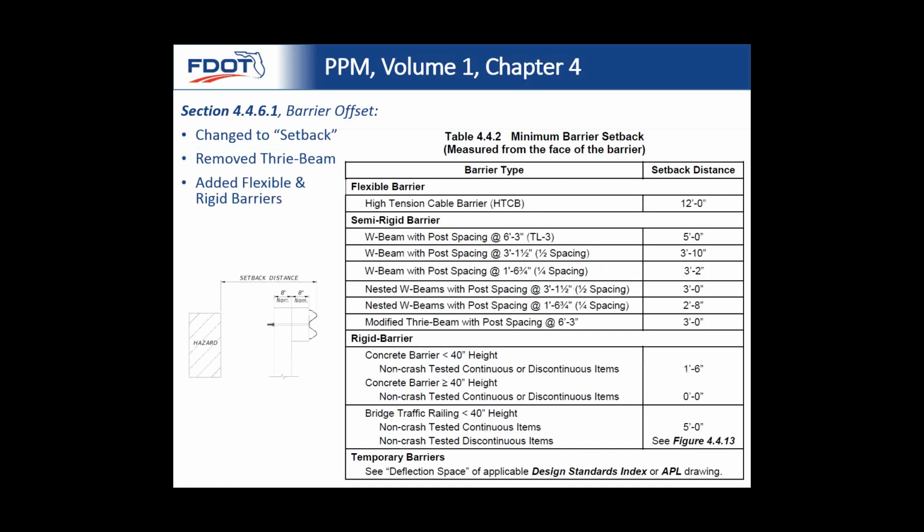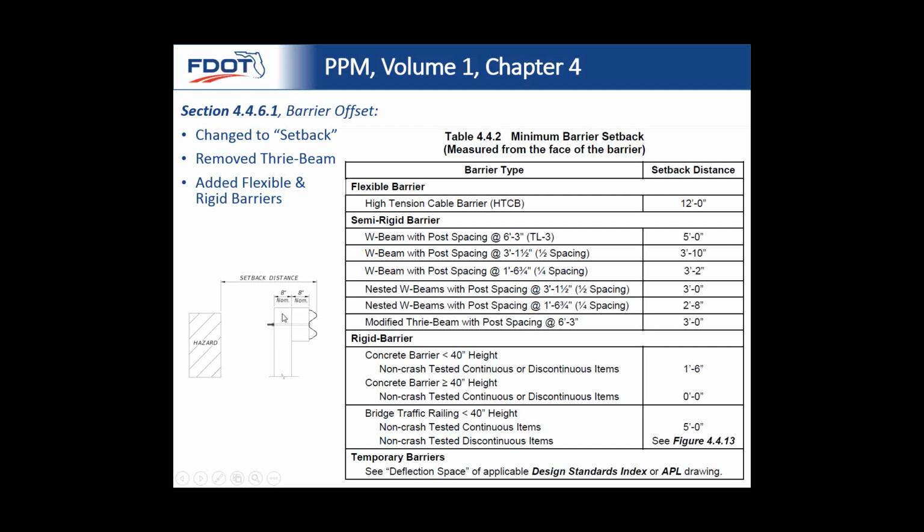As I talked about with barrier setbacks, this table was previously included in the PPM. We've expanded it to include all of the barrier options, from the high tension cable barrier flexible to the rigid barrier. Like I said previously, this table was called offset, but to make that consistent when we're talking about these distances behind the barrier, we're referring to them as a setback distance.